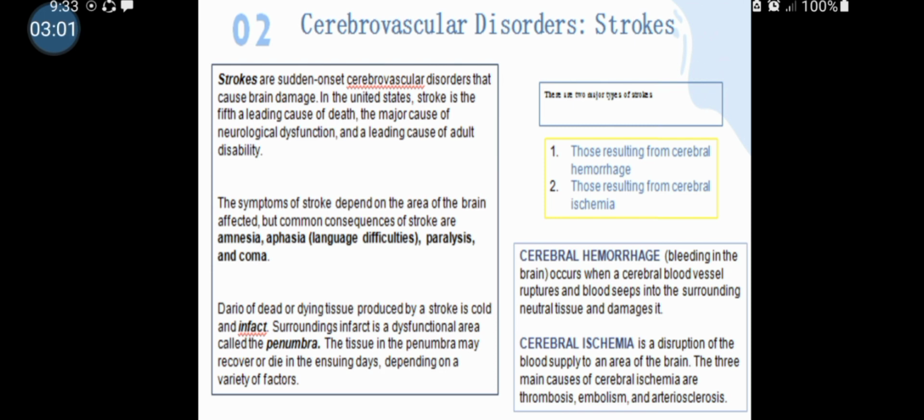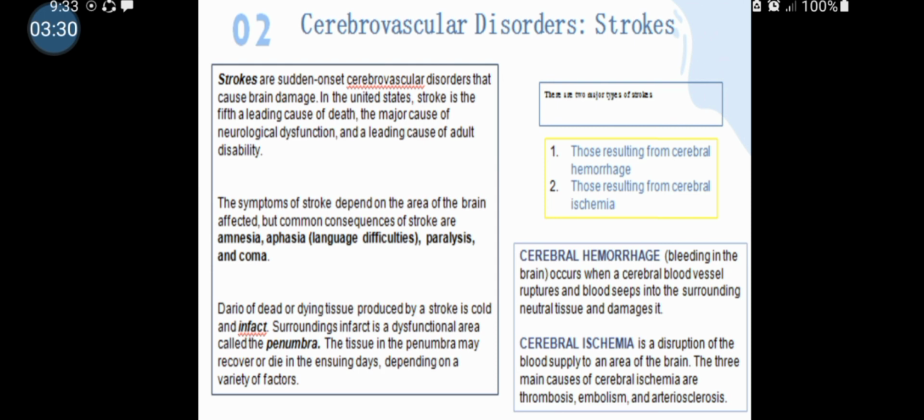So, kaning stroke, magadepende jud kung unsang area sa brain ang naapektuhan jud sa imong brain. Usually, it will cause amnesia, aphasia, language difficulties, paralysis, and coma. So, there are two major strokes, namely cerebral hemorrhage. Mo-result siya into cerebral hemorrhage.